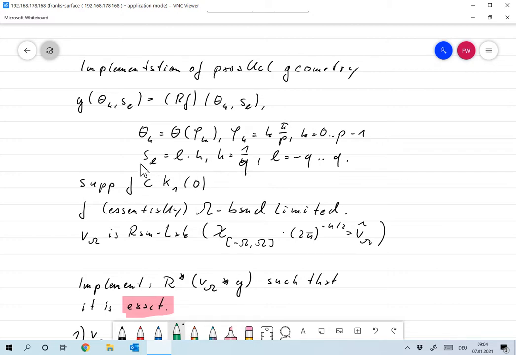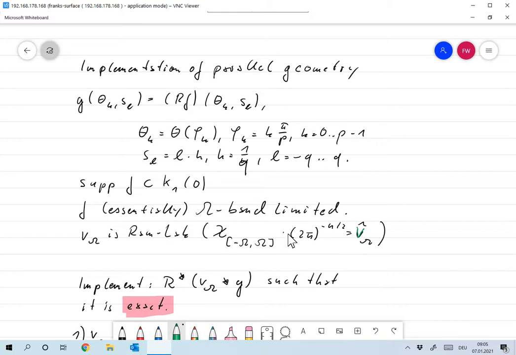Now, we assumed that the support of f is contained in the unit circle. We also assumed that f is essentially omega band limited, so we do not care about frequencies of f beyond omega. And as we saw in the last chapters, in the implementation, we need to select a filter function, and we take a small v_omega as Ram-Lak. So that means that the Fourier transform of capital V_omega is the characteristic function on minus omega to omega times 2 pi to the minus n over 2. And that also means that small v_omega hat has its support in the interval from minus omega to omega.